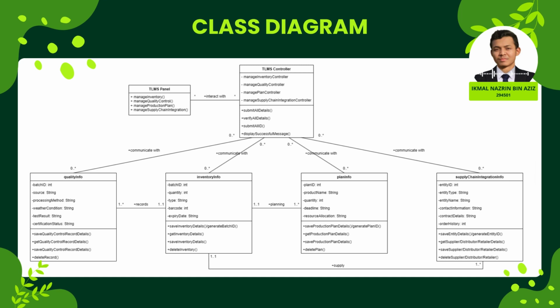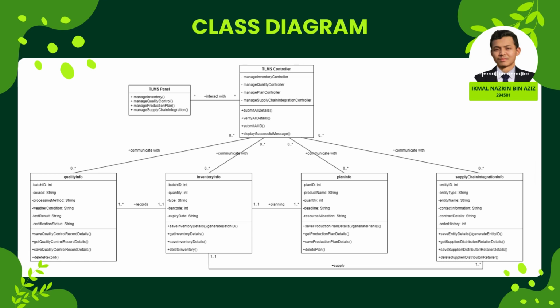This class represents the user interface of the system, where users interact with different functionalities like inventory management, quality control, production planning, and supply chain integration. Manage Inventory Controller. This class handles all inventory-related tasks such as adding new tea leaf records, managing quantities, tracking expiry dates, and generating batch IDs.